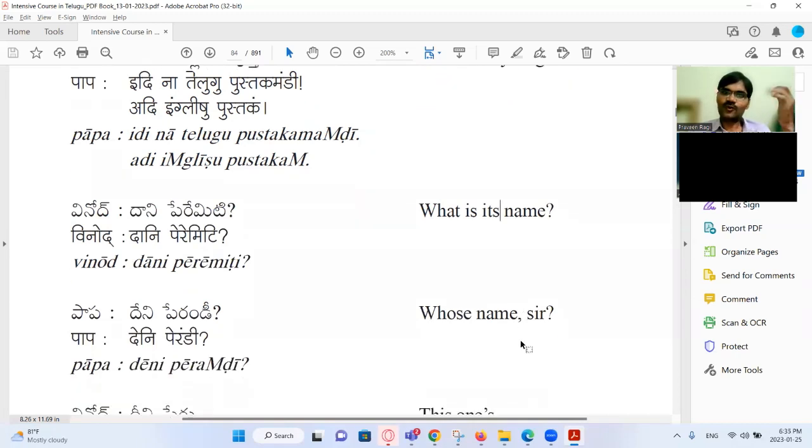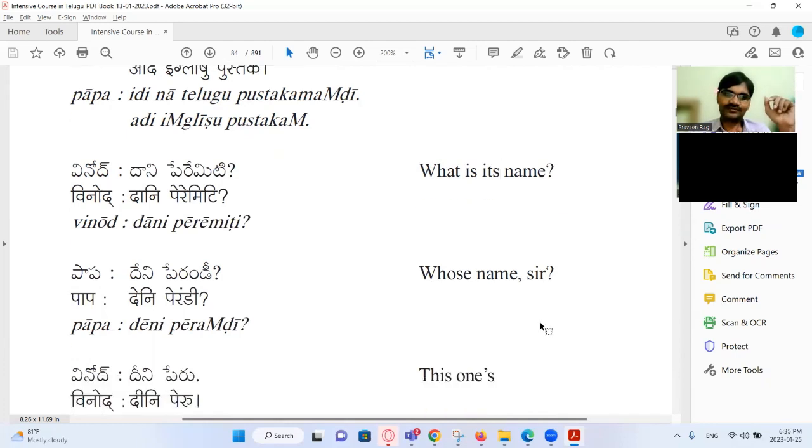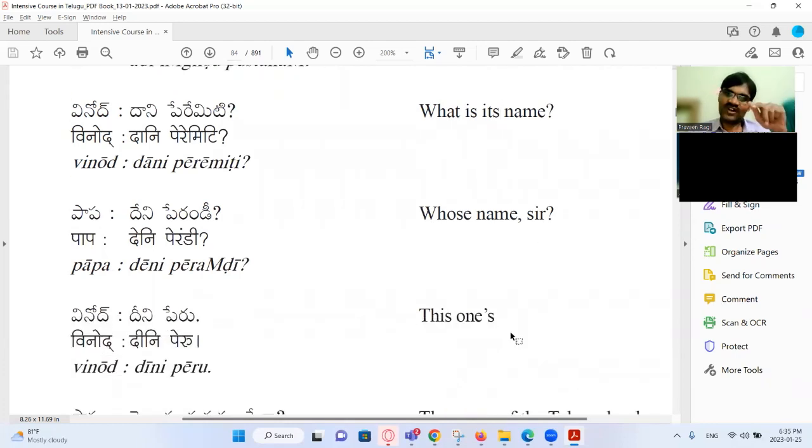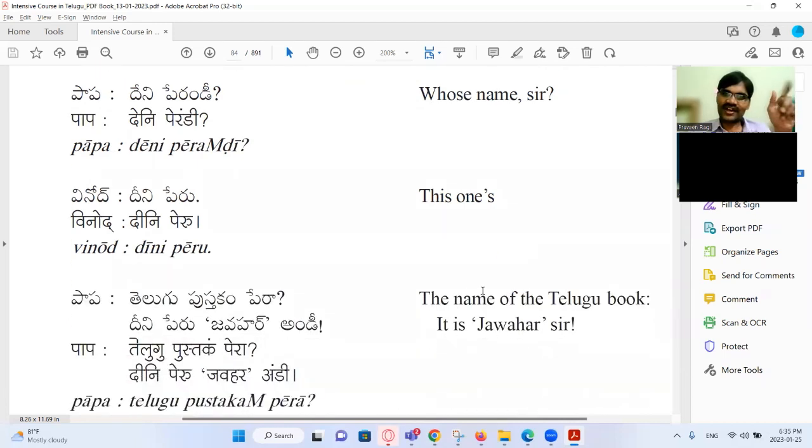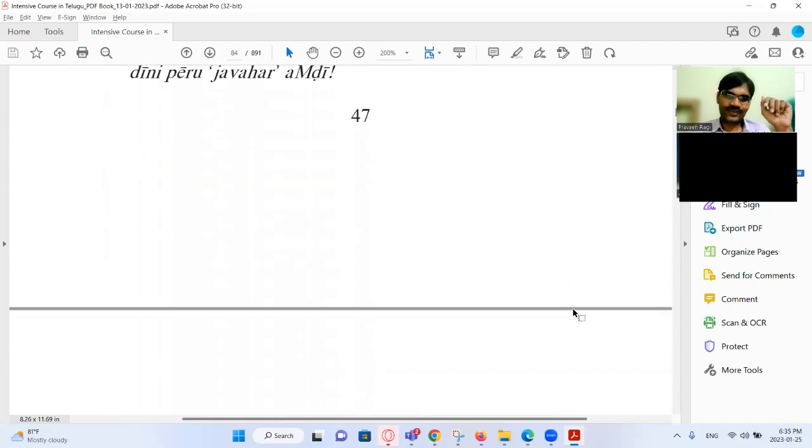Deni perandi, whose name, sir? Whose means deni. Dini peru, this one's means dini. Telugu pustakam pera, the name of the Telugu book, like that. Okay. Is it the name of the Telugu book? Like that. Okay. Deeni peru Jawaharandi. It is Jawahar, sir. Okay, it's fine. Okay.